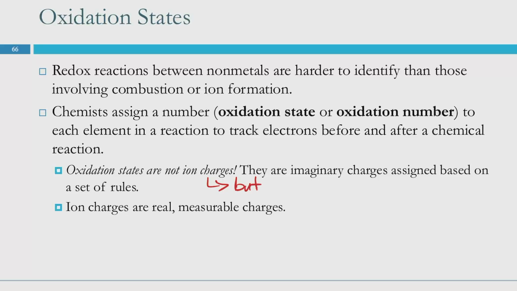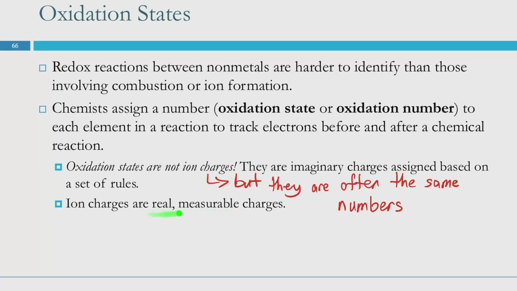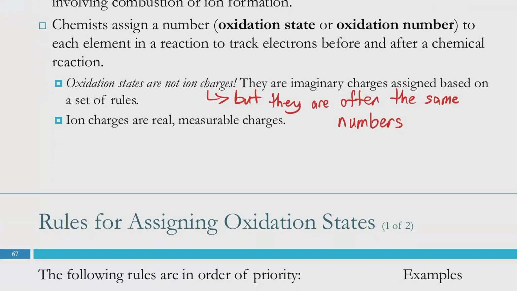That can be a little bit confusing. So they'll often be the same numbers. Again, this can be confusing, but they're not ion charges. They just happen to be the same. Ion charges are real and measurable. Our oxidation states are imaginary. It's kind of like counting cards, I think would be one way of thinking about it, but the context, of course, and the use is different.